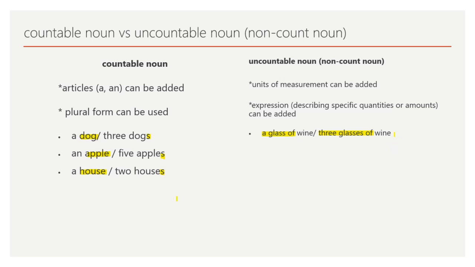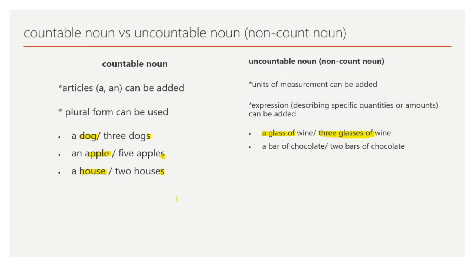But remember, you cannot add an s to the uncountable noun. You cannot say wines. You cannot say waters. What you have to do is add an s to the noun in the expressions in front of the uncountable noun. So you can say 3 glasses of wine, not 3 glasses of wines. Don't say that. You can say 2 glasses of wine, 5 bottles of wine.